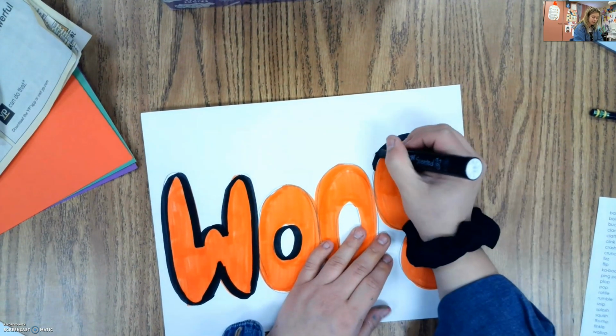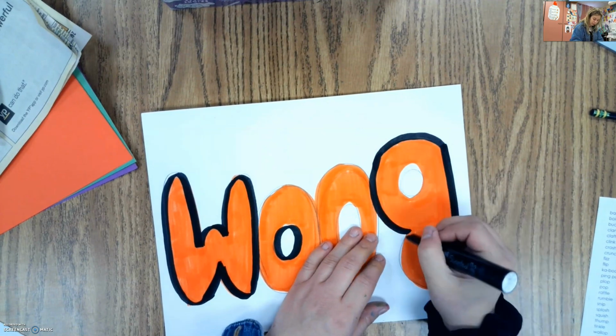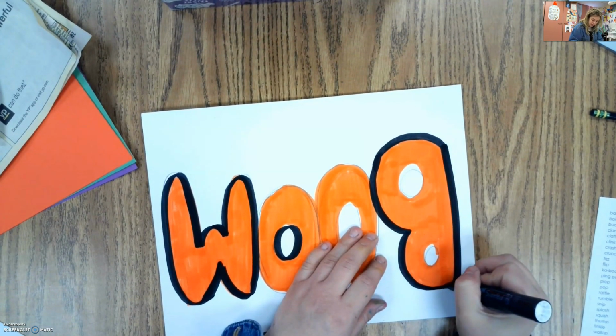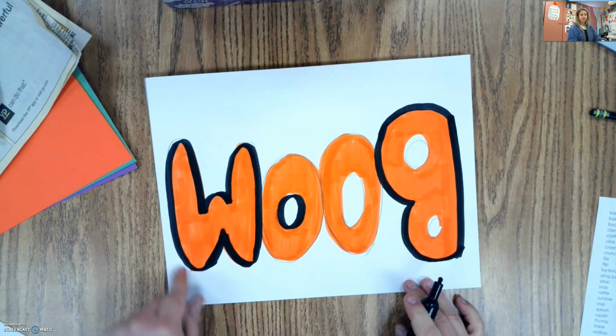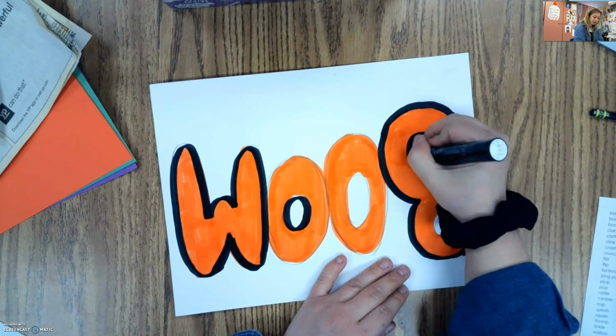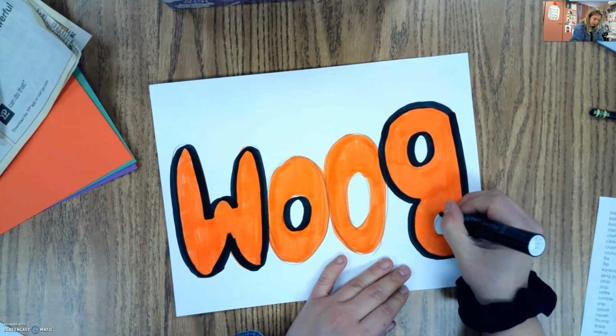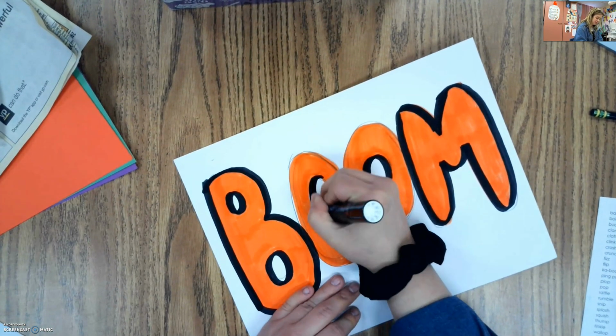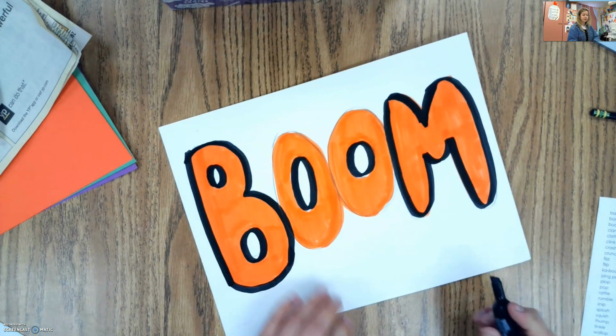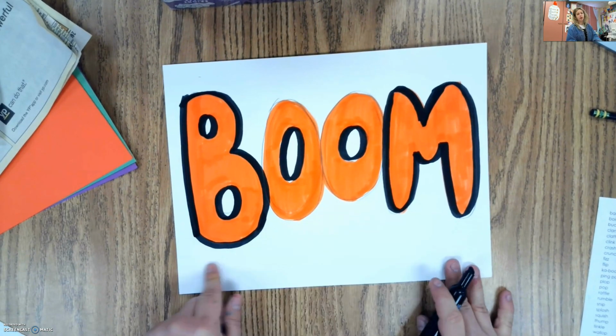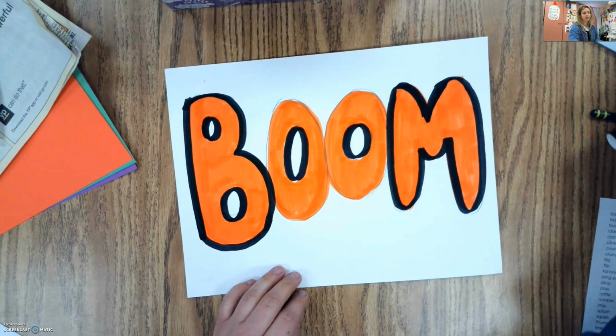You want to save the white paper, the paper that's around your letters or your word, because we are going to use it for something a little special. So I'm going to get these outlined and cut out, and then I'm going to save some of this white scrap paper because we need it for our next step.